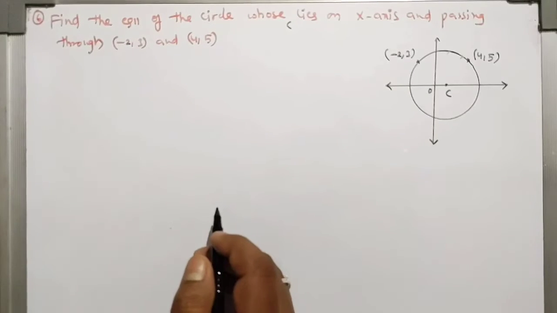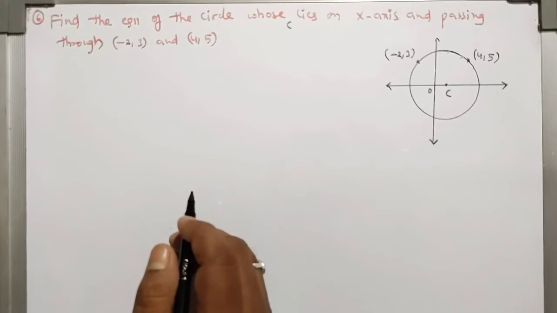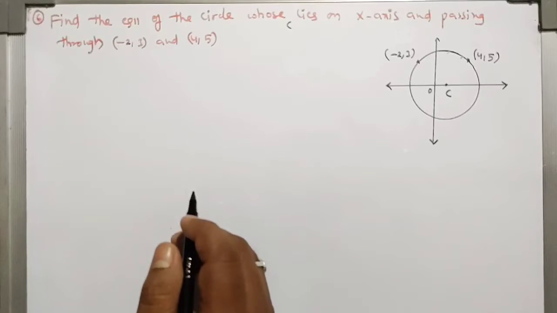Now find the equation of the circle whose center lies on the x-axis and passing through the points minus 2 comma 3 and 4 comma 5. It is a very important question for IPE. So first of all, to solve this, we should understand its diagram.